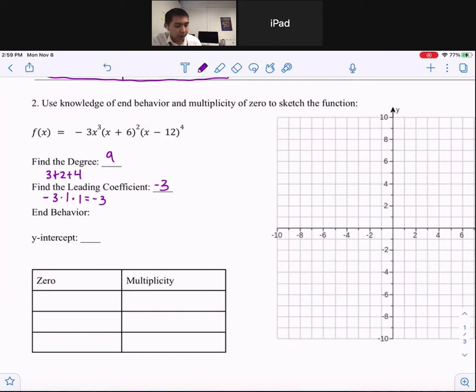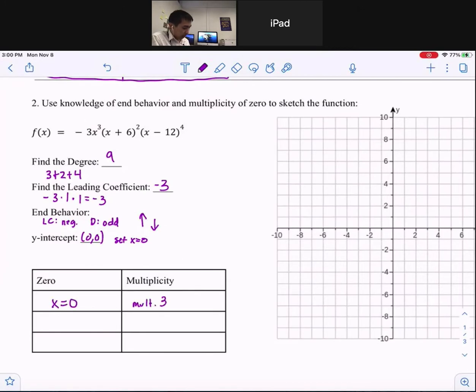Now, end behavior. Your leading coefficient is negative, and your degree is odd. So negative odd, that's up and then down. Y-intercept, again, when you set x equal to 0 and plug 0 into all that, it's just going to be 0 and 0. Alright, zeros. So what would make this 0? That would be if x was equal to 0.